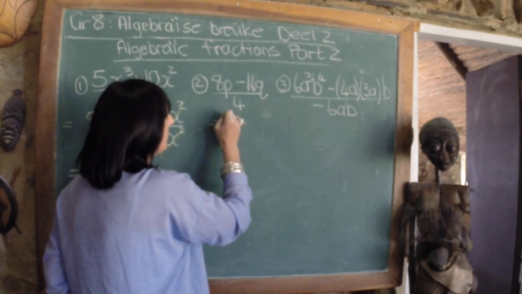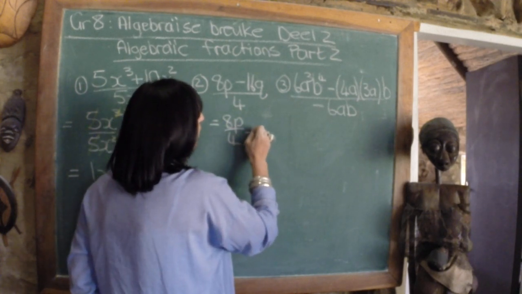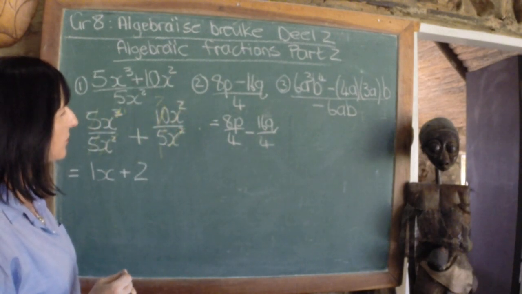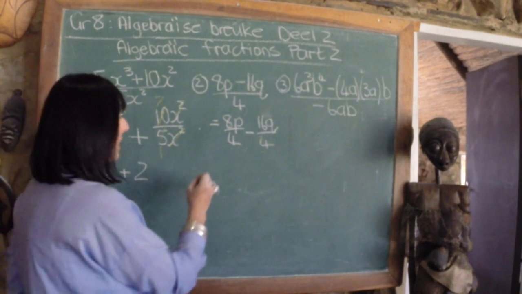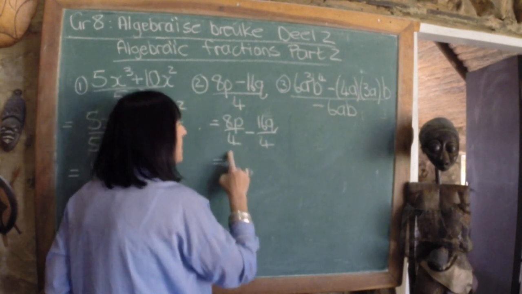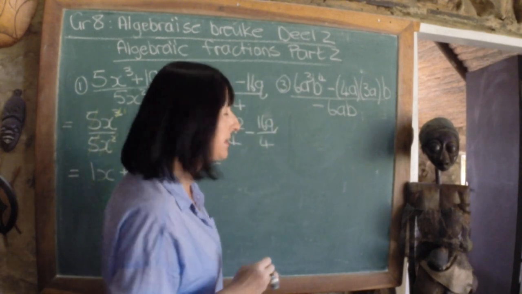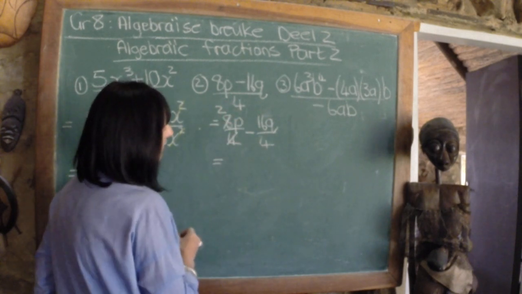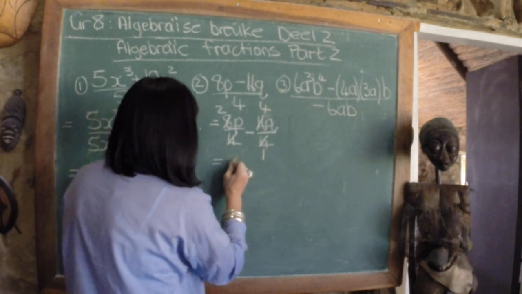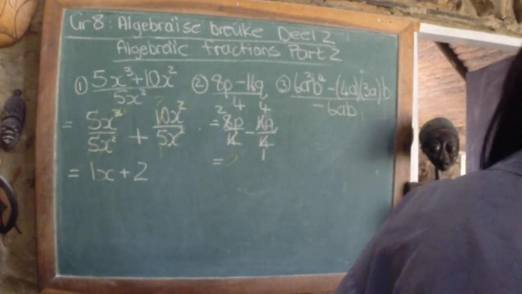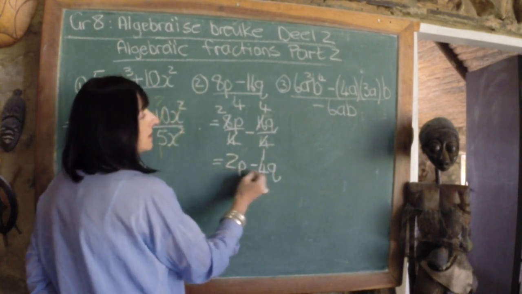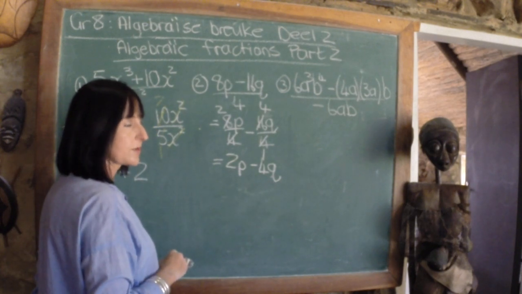So I'm going to rewrite it first and write the 4 underneath each term. Rewrite the 4 underneath both the terms within the numerator. Now it's legal to cancel, but only in this one term and in that one term separately. 4 goes into 8 twice and 4 goes into 16 four times. So let's rewrite. We've got 2p minus 4q. Different types, that's your final answer.